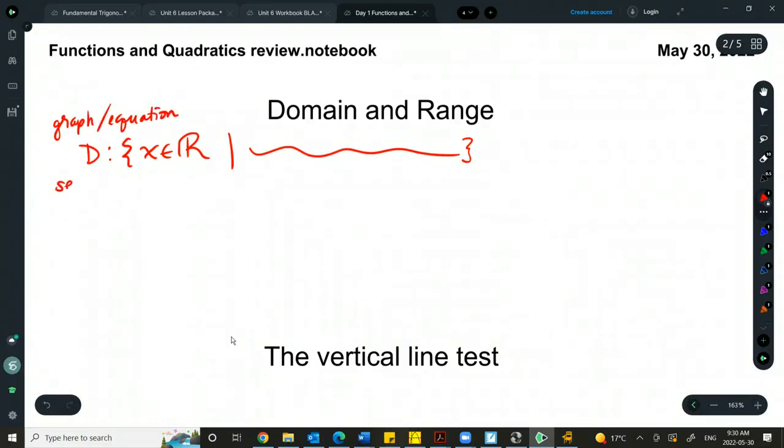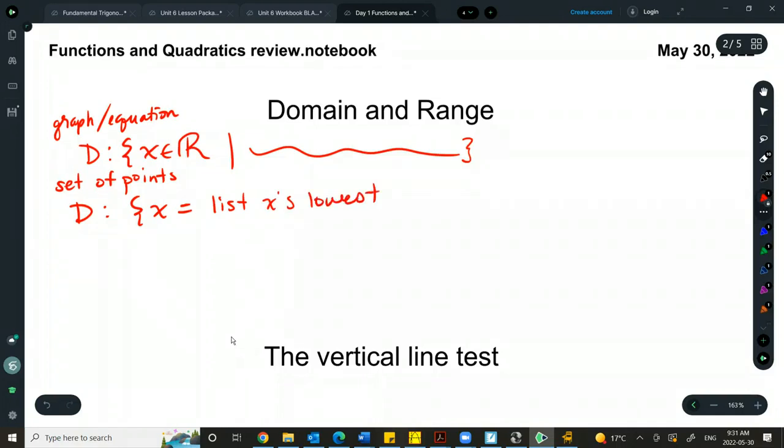If I have a set of points, it's much easier. All you need to do is you're going to say domain, and then you're going to say x equals, and then you will list the x's, lowest to highest, no duplicates. And then you'll close it up.